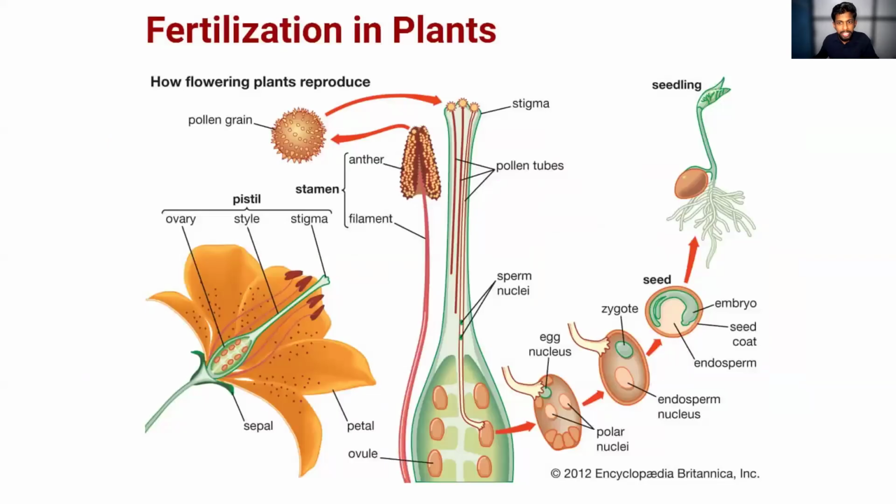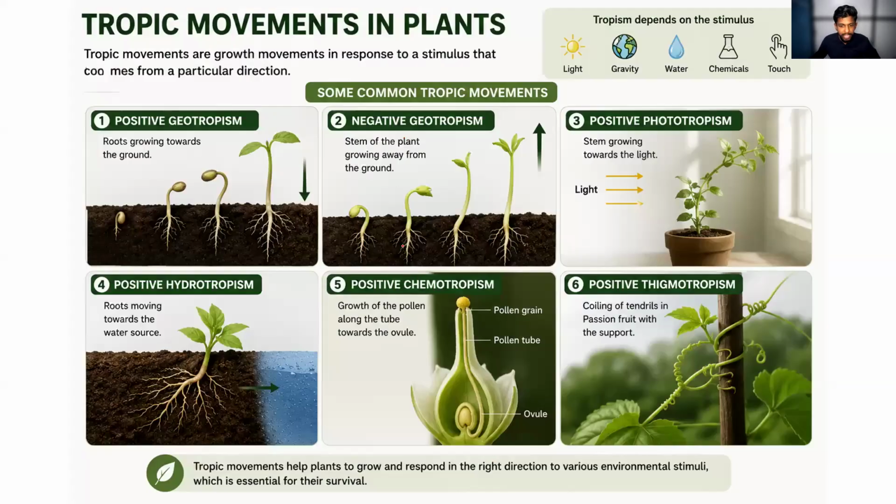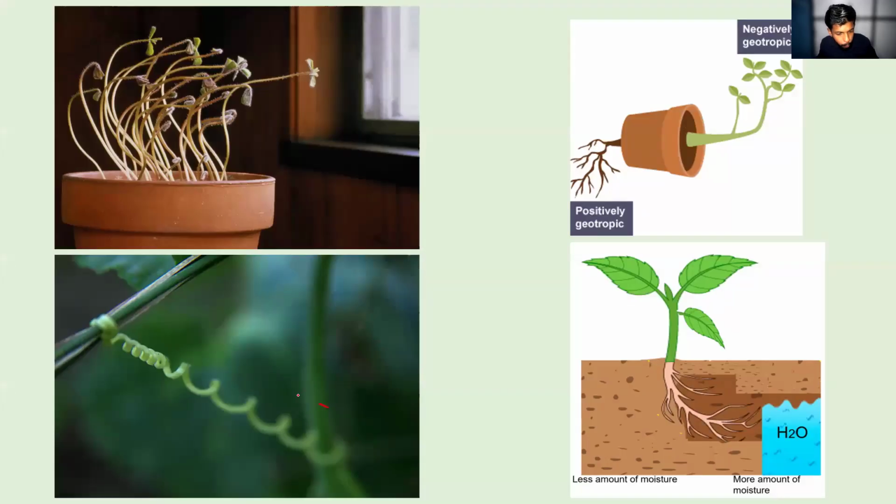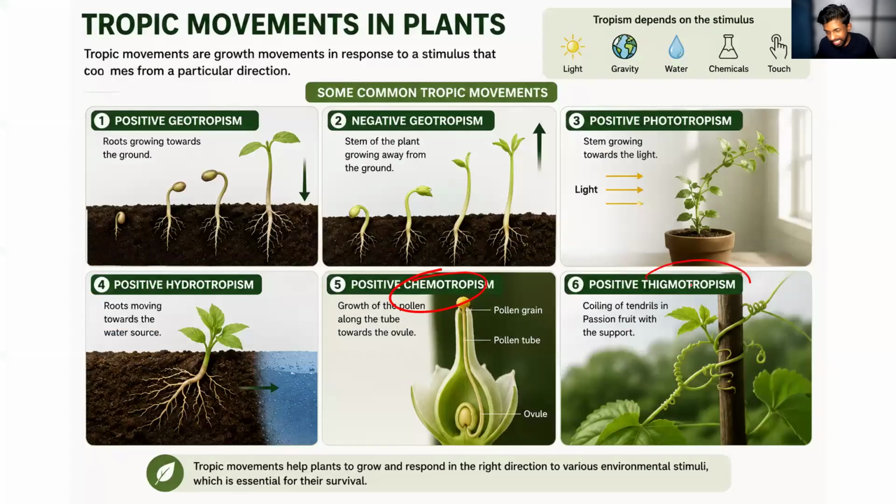Look at this picture, my dear. You can see here the pollen grains are growing, right? They are moving towards the ovules. Can you see how they are moving? This kind of movement is called positive chemotropism. And here I said earlier, the stems are moving towards the support, so they are called positive thigmotropism.